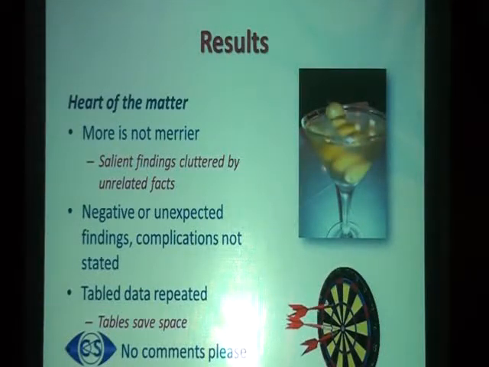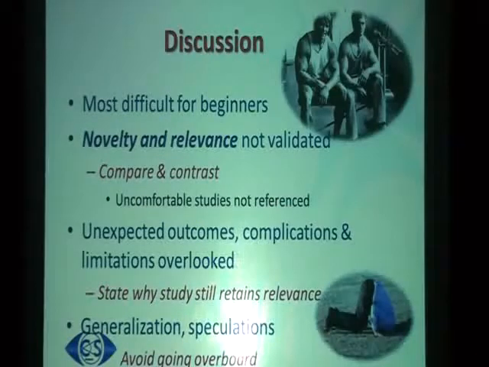Results are the heart of the matter, and we have to understand that more is not necessarily the merrier. It's like having too many olives in the martini. So our salient findings may get cluttered by unrelated facts, or sometimes negative or unexpected findings or complications may not be stated, and this does not escape the eyes of the reviewer. Sometimes the table data is repeated, and tables are there to save space, not to repeat the data. And obviously, as Dr. Schultz just mentioned, it's not a place to comment on the data at all.